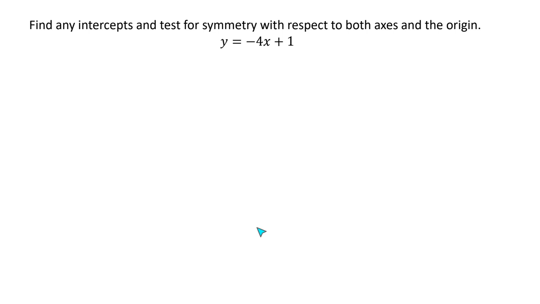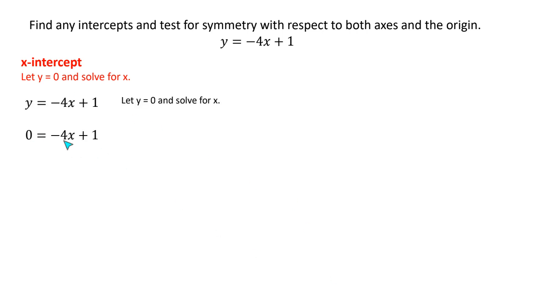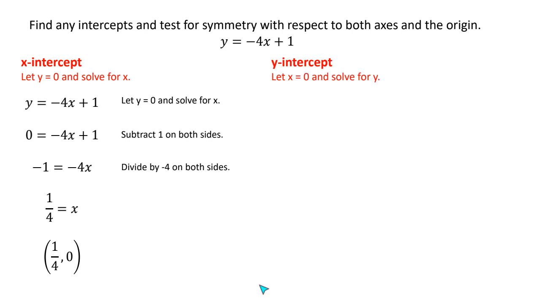The next thing that we looked at is finding the intercepts and testing for symmetry. So first we'll work with the intercepts. In order to solve for the x-intercept, we're always going to let y equal 0. So if I plug in y equals 0, then I get 0 is equal to negative 4x plus 1. And I need to solve for x. So I'm going to subtract 1 from both sides. And I end up with negative 1 equals negative 4x. Divide by negative 4, and we get x is equal to 1/4. So that's going to be your x-intercept.